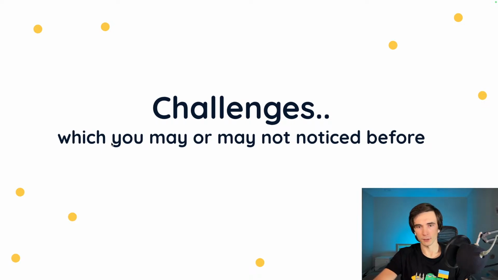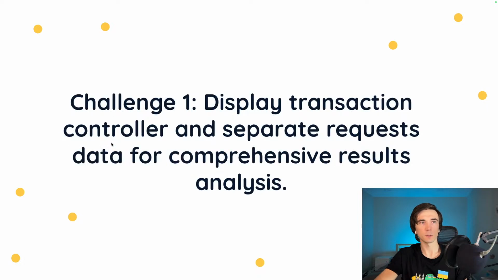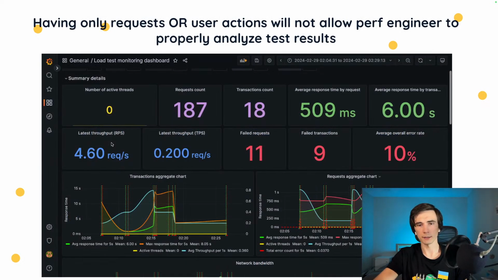So let's talk about challenges. This part we talked about, it was pretty obvious, I believe everybody is familiar with the parallel controller. On to challenges which you may or may not have noticed before. The first one is called display transaction controller and separate request data for comprehensive results analysis. Usually when you're analyzing your test results, your test executions, you need to get a really deep understanding of what's going on. You need to have both user actions and separate request metrics.